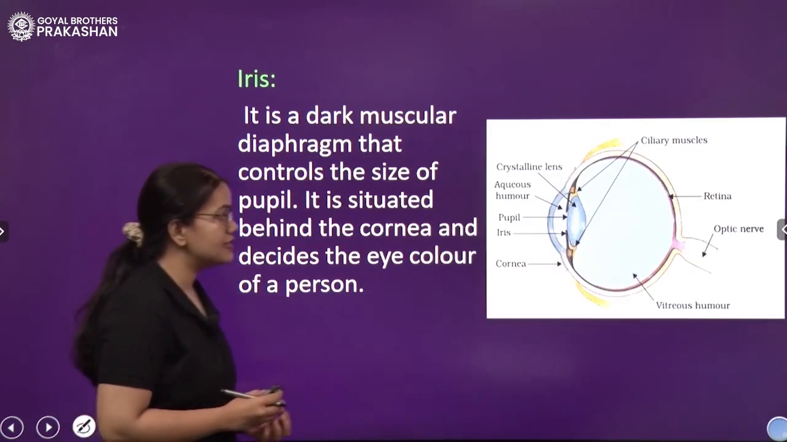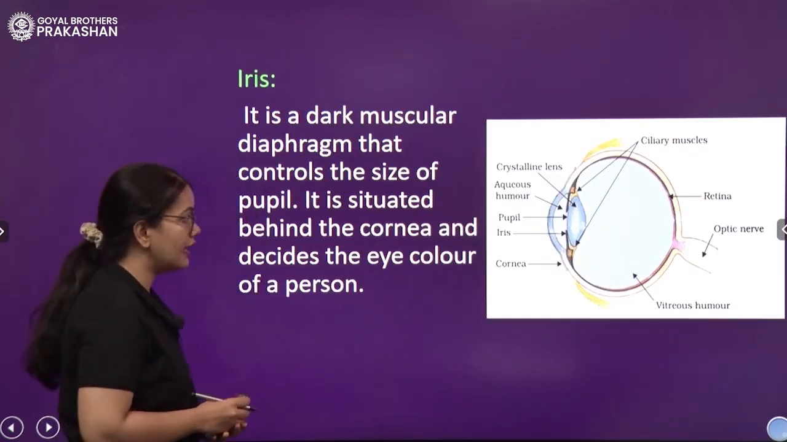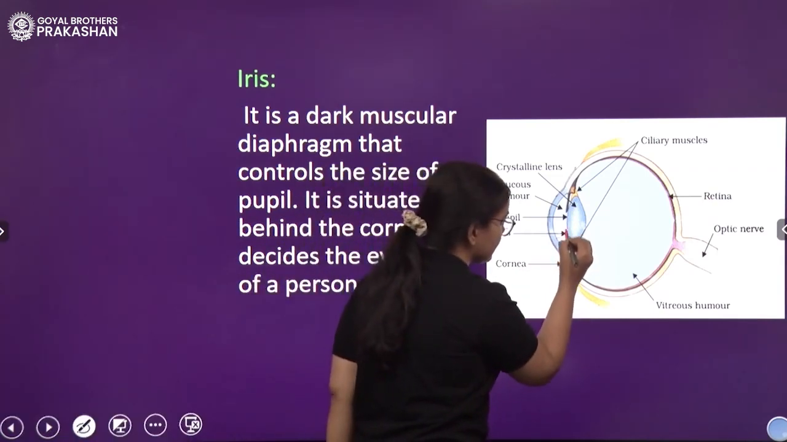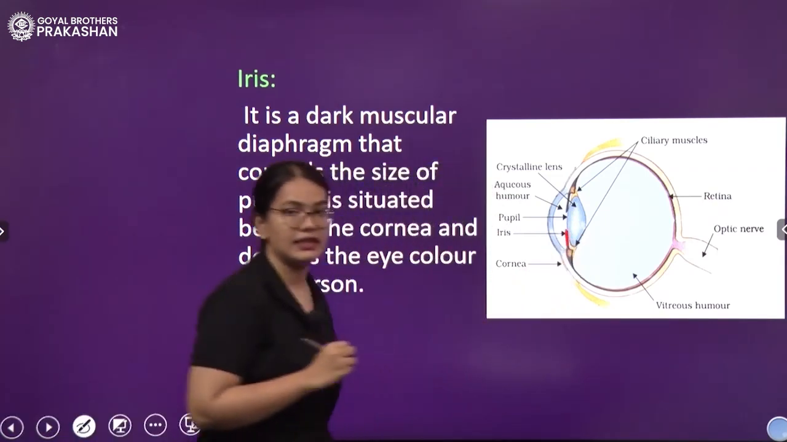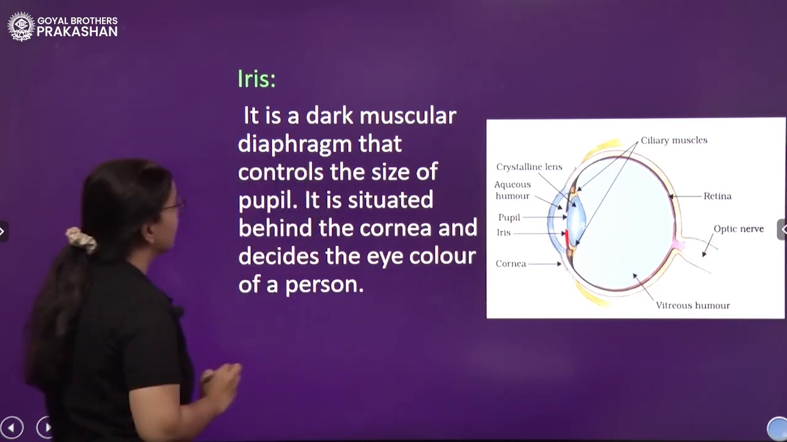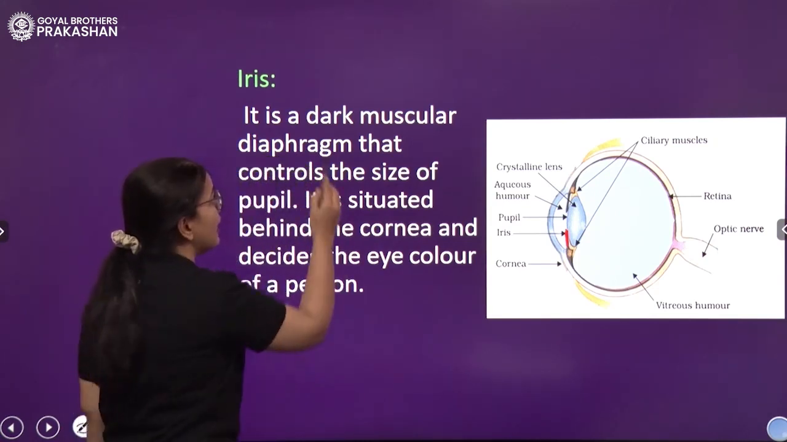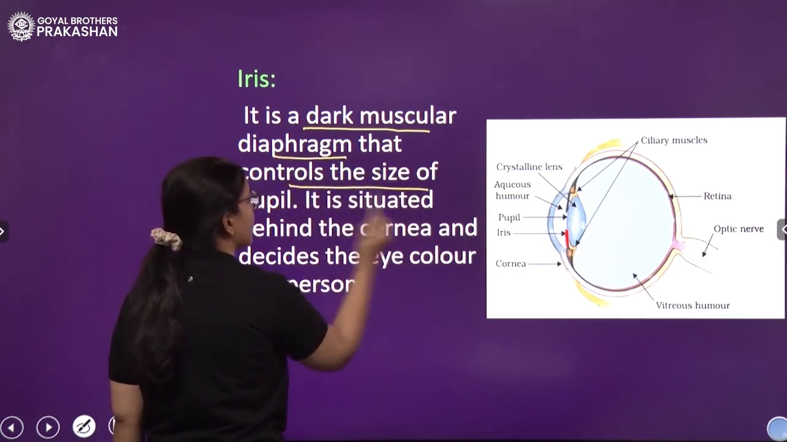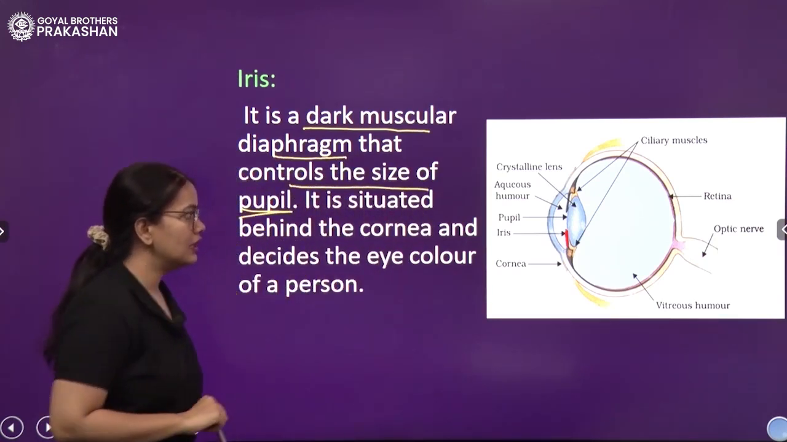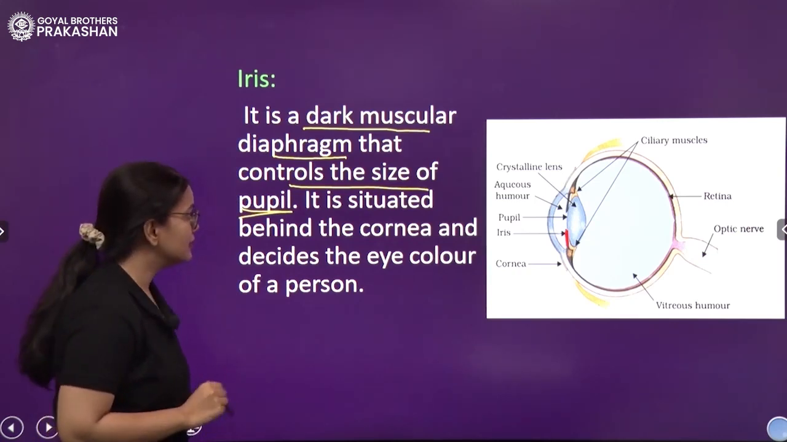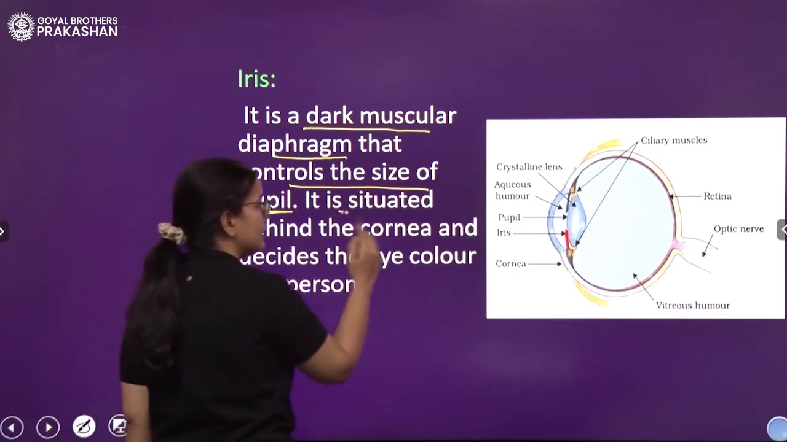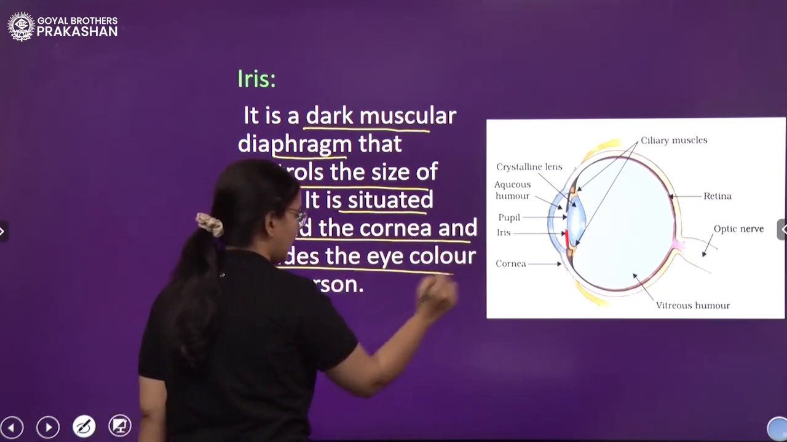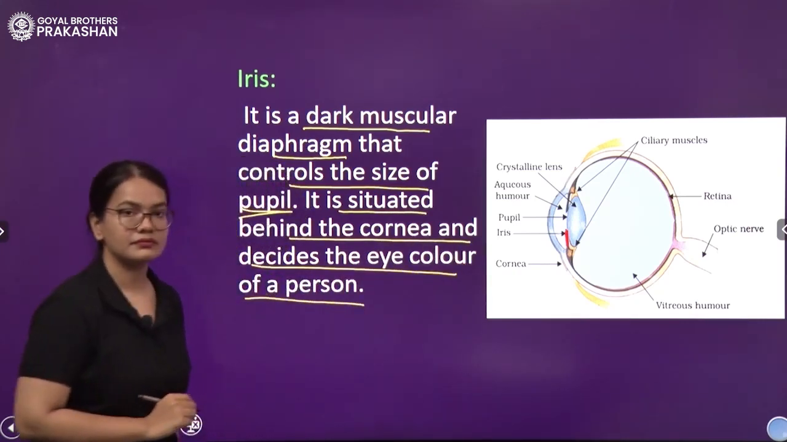Okay, next is iris. Now, what is iris? Can you see the image? This is your iris near the crystalline lens. This is your iris. Okay. What is iris? It is a dark muscular diaphragm that controls the size of the pupil. Okay. Size of the pupil. We'll discuss what is pupil. It is situated behind the cornea and decides the eye color of a person.